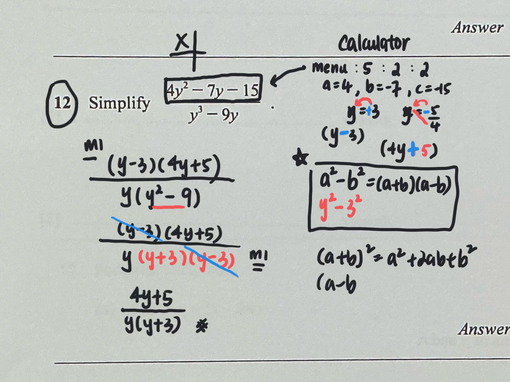I think it's not minus like b squared. It's a squared minus 2ab plus b squared. These three only. Okay, so these are the three that you have learned before. 1, 2, 3. Okay, the next one I want to go through is the fraction one.